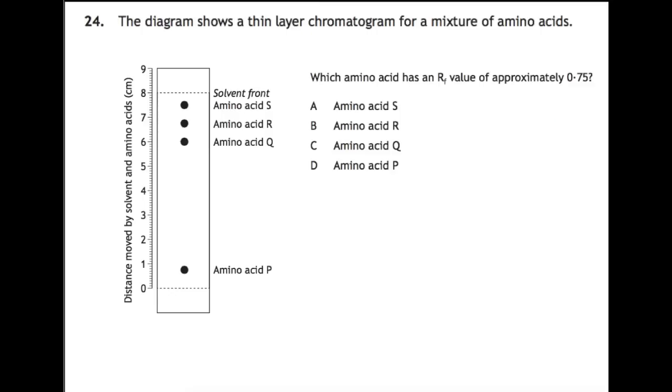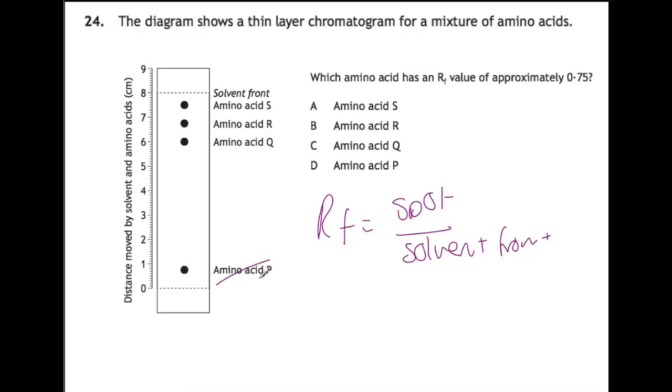Question 24. The diagram shows a thin layer chromatogram for a mixture of amino acids. Which of them has an RF value of approximately 0.75? So for RF values, it's the distance the spot travels divided by the distance the solvent front travels. So looking at this, we're looking for something that goes approximately 3/4 of the way up as far as the solvent front. So it can't be amino acid P, it didn't go high enough up. So it's between Q, R and S.